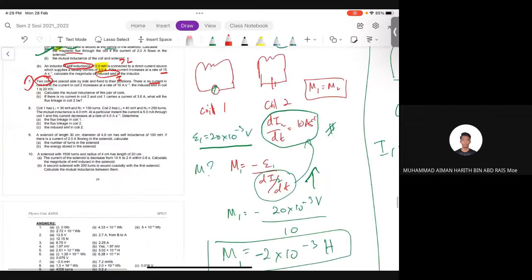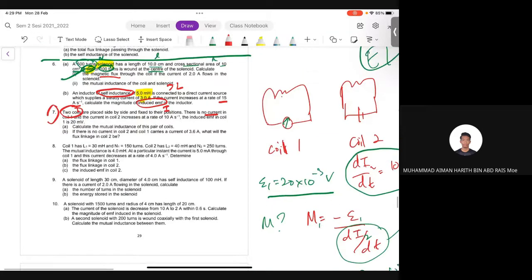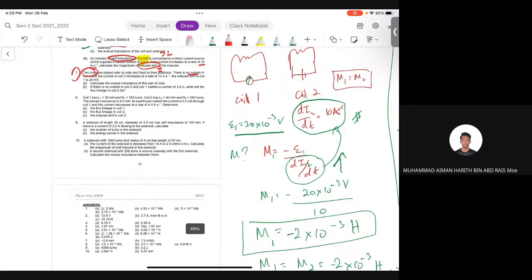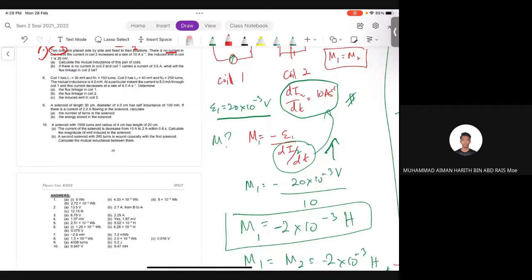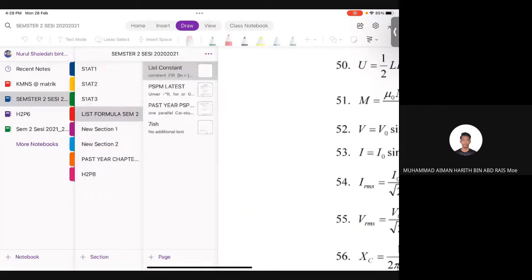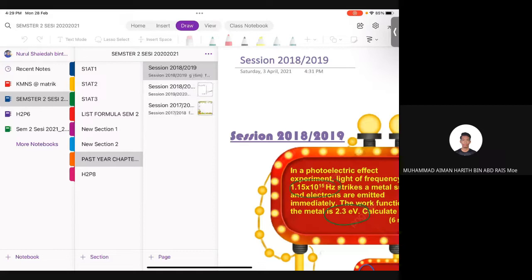Saya rasa boleh ada negatif ni. Magnetic flux linkage tak boleh negatif ke? Saya rasa boleh ada negatif. Sebab jawapan dia adalah positif.